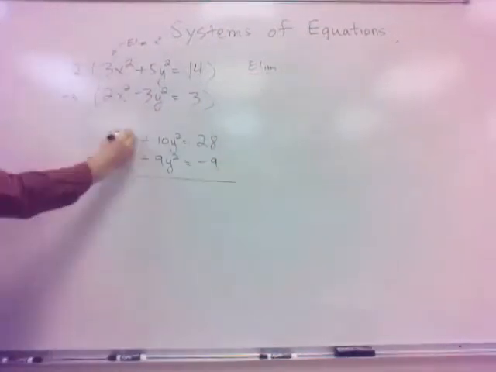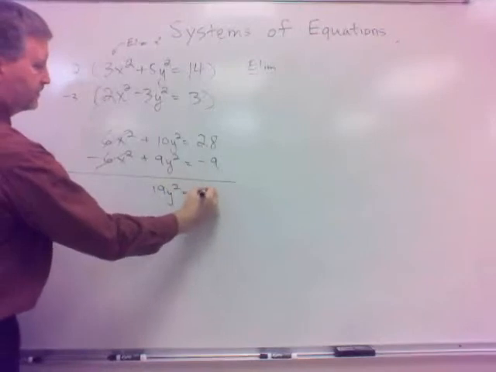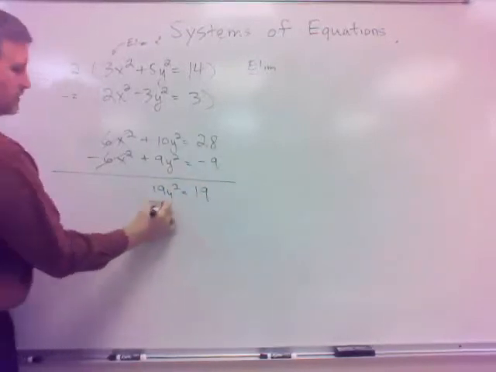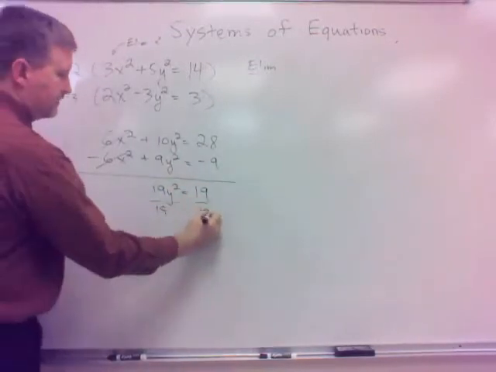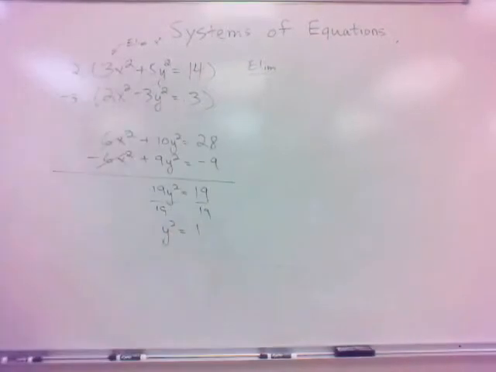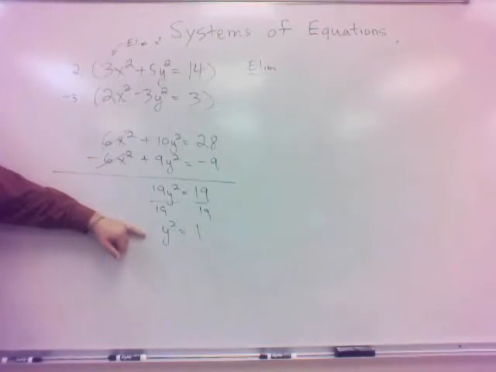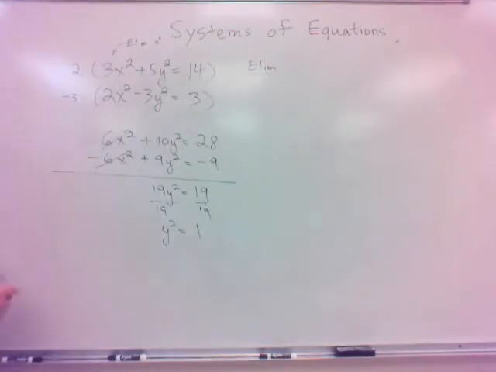Add them up. The x squareds do eliminate. So I have 19y squared equals 19. Divide that by 19 and have y squared equals 1. And yeah, in this case, it is a y squared, but this one is probably, for most of us, thinking square root method. Square root both sides.